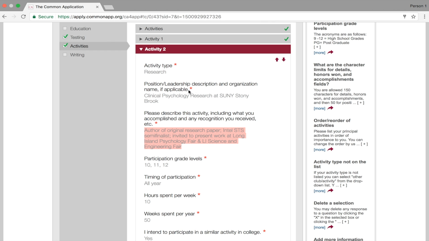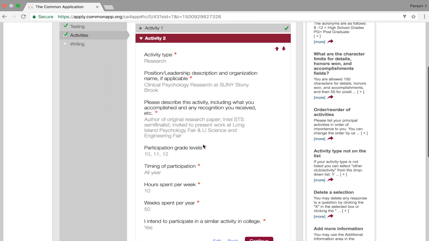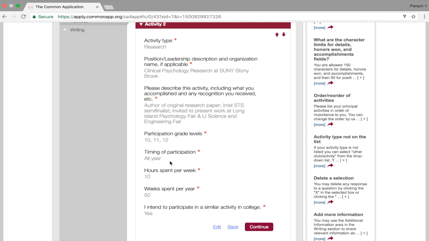Okay, anyway, for position and leadership, the way I did it was: this is my activity, this is the organization I do it at. My description was author of original research paper, Intel STS semifinalist, me hoping that they know what Intel STS is, obviously, they should. And then I wrote out Long Island Psychology Fair in longhand, because they probably wouldn't know what that is, and then LI Science and Engineering Fair, because I legitimately ran out of characters and just had to abbreviate. Then I did it all year, summer and school year. 10 hours spent per week, so I spent a lot more time on it over the summer than I did during the school year.